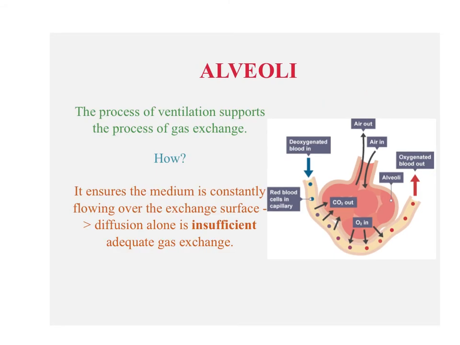Now, if you remember when we were talking about the gills and things like that, we were talking about countercurrent flow. Now, the process of ventilation, the breathing in and breathing out, is very similar to the process of water flowing over those gills. So the air coming in and reaching the alveolar membrane and then being breathed out again ensures that the medium, or the air, is constantly flowing over the exchange surface, that alveolar membrane.